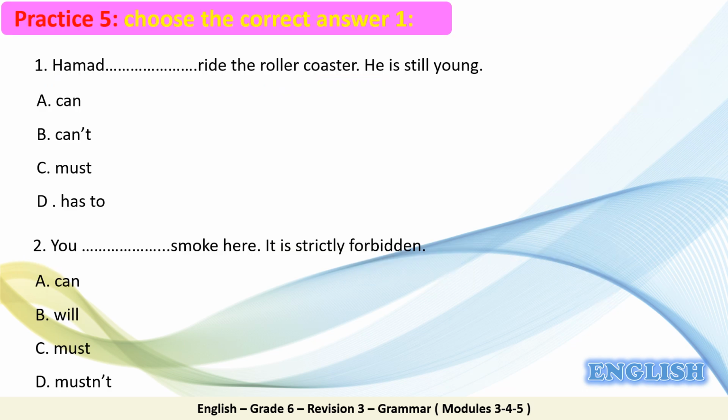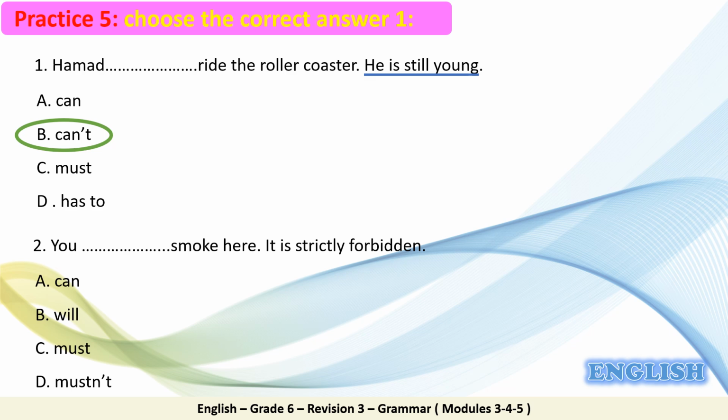As a practice, we are going to choose the correct answer. We have two sets of questions. Number one, Hamad can, can't, must, or has to ride the roller coaster. He is still young. Note here we have he is still young. So the answer is he can't. Hamad can't ride the roller coaster. This is impossible.